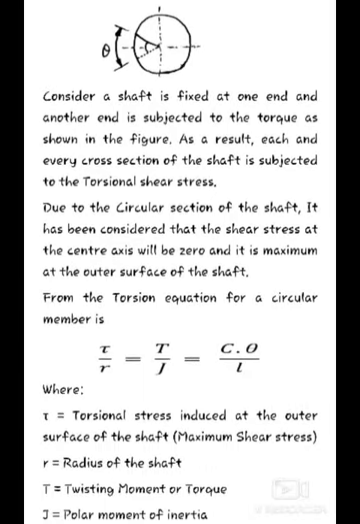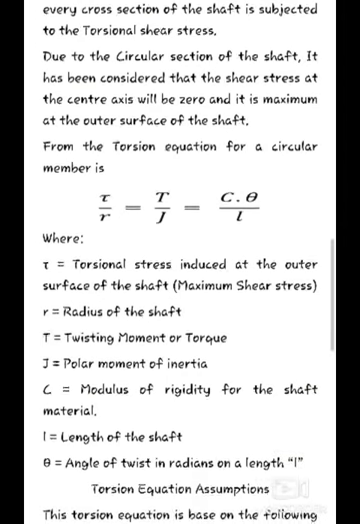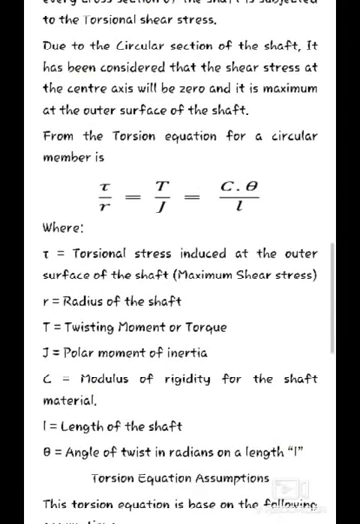So the torsion equation for a circular member is: tau over r, where tau is the torsional stress induced at the outer surface of the shaft and r is the radius of the shaft, is equal to T over J, where T is the twisting moment or torque and J is the polar moment of inertia, is equal to C times theta over L, where C is the modulus of rigidity for the shaft material, theta is the angle of twist in radians, and L is the length of the shaft.